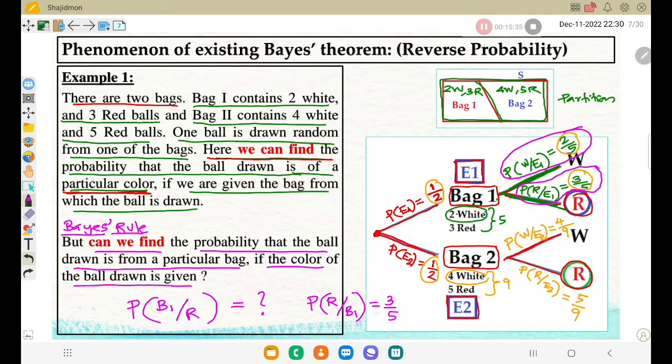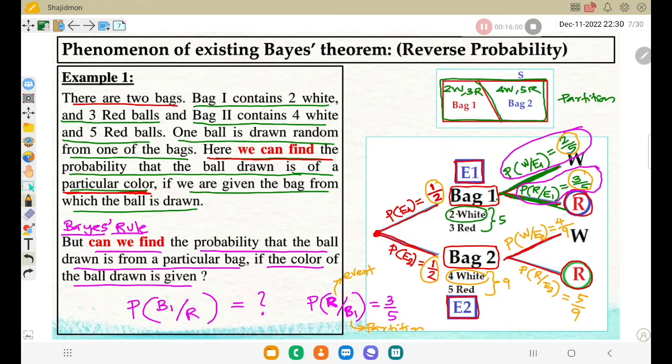Here you can see that in the tree diagram. See here what happened, red color. The particular event is on the top side. The partition event comes on the downside, B1, correct? B1 is on the downside. So I can write here B1. This is the partition, correct? The partition event is on the downside and the particular event on the top side, correct?